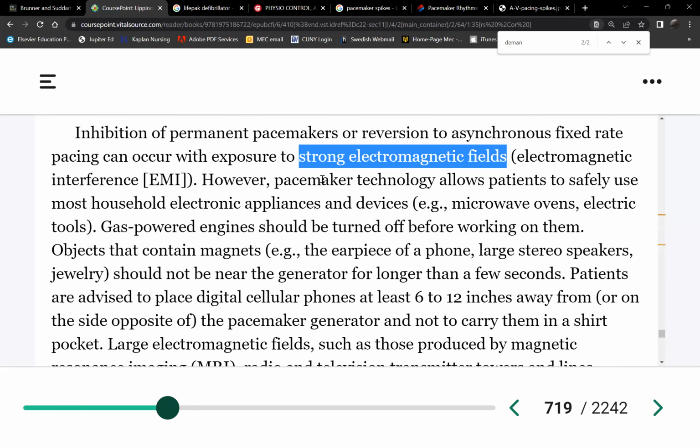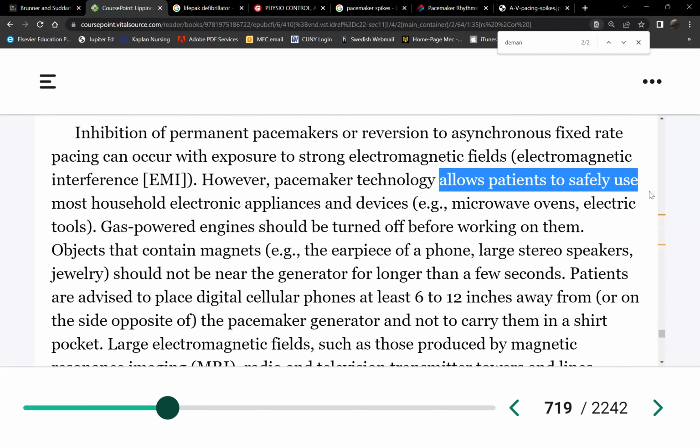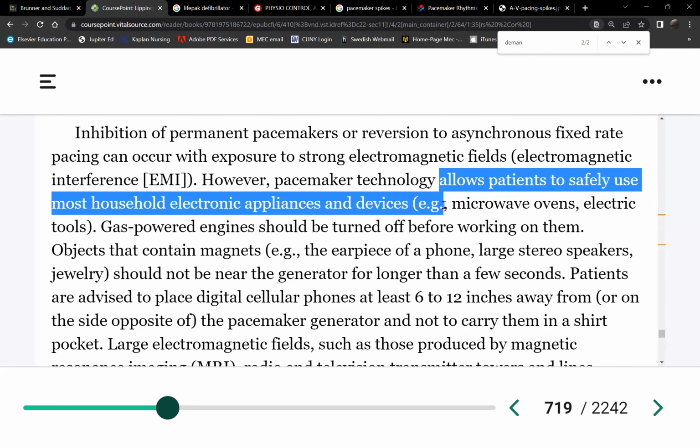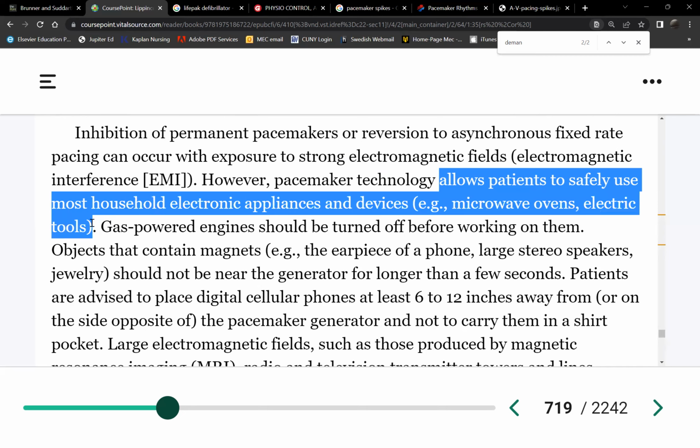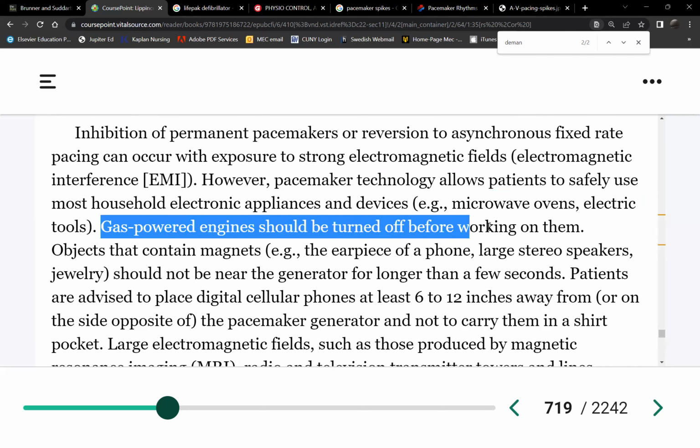Here it clearly says pacemaker technology allows patients to safely use most household electronic appliances. You can use microwave ovens, you can use electrical tools. Power tools, like power drills, are fine. Here, gas-powered engines, these are big. So definitely no.